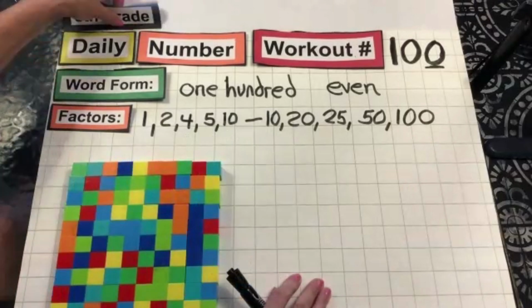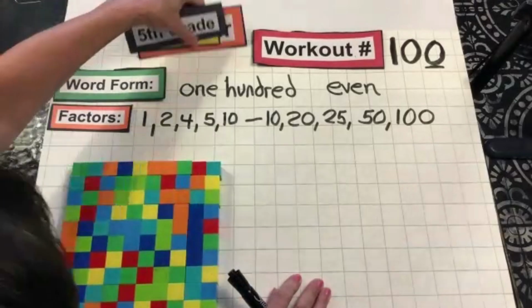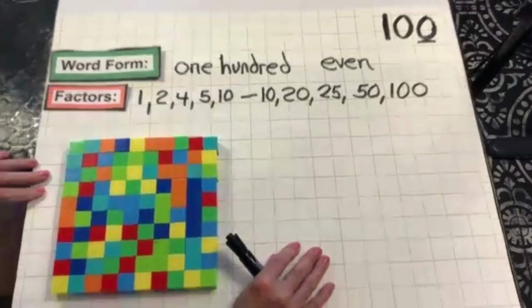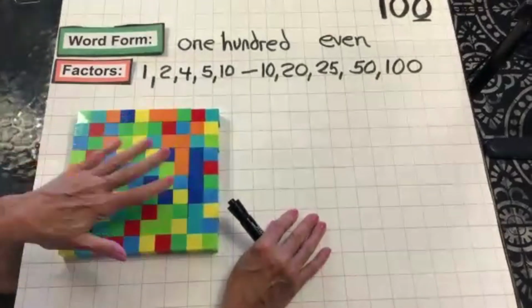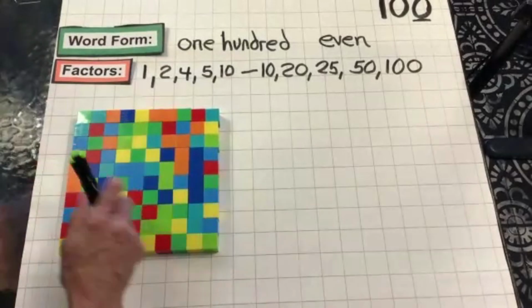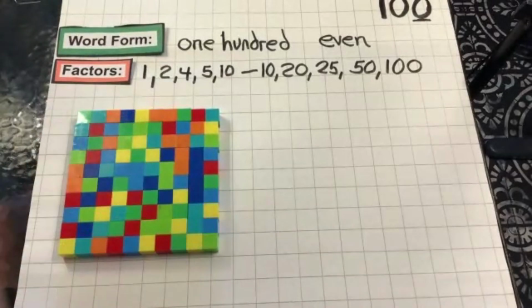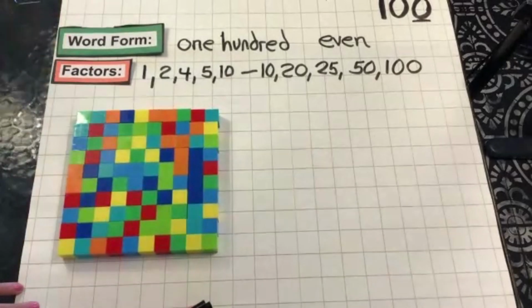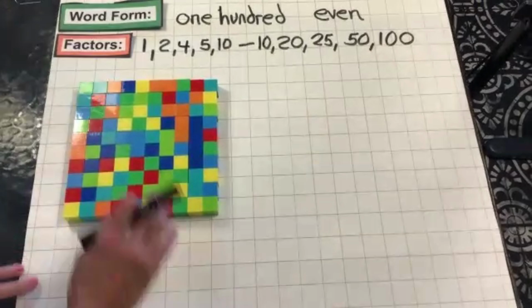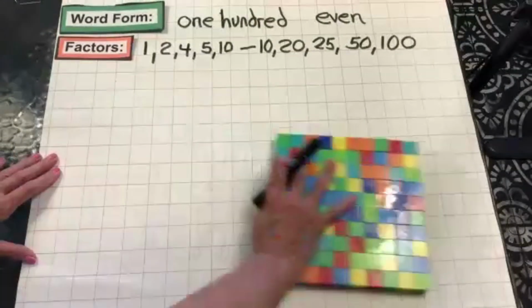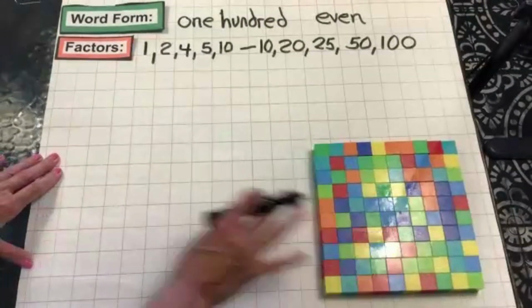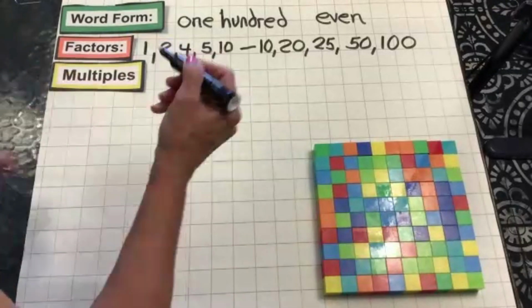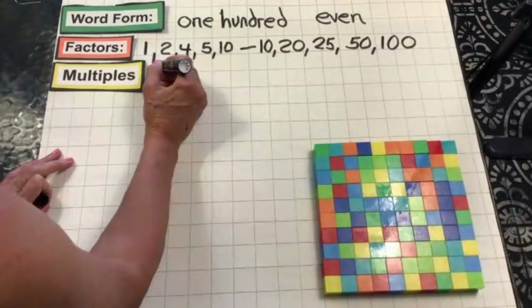All right, so I'm going to remove some of these so I can move that up and keep my cubes here. I've got 100 cubes here. This is actually 100. It's a 10 by 10. All right, so the next thing we're going to do is our multiples. And it's too easy.